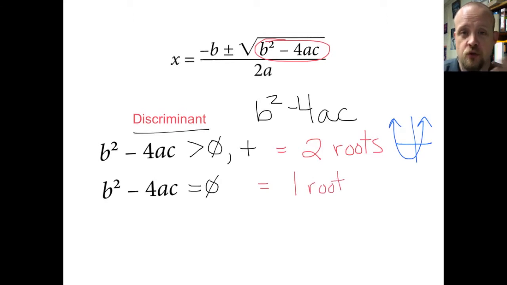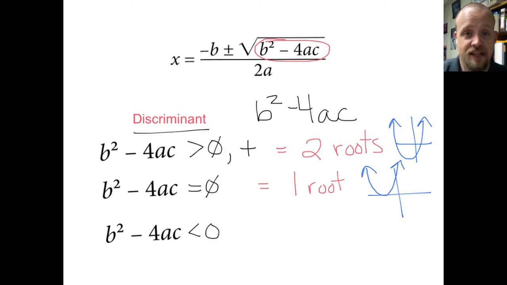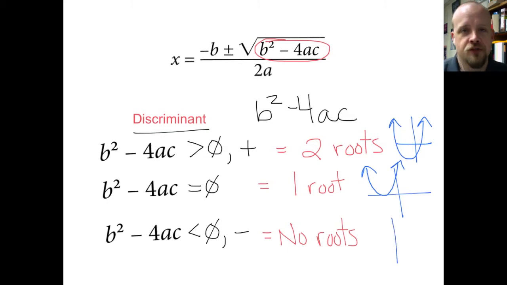In other words, when you graph it, you're going to find that the parabola only touches the x-axis one time. And finally, if b squared minus 4ac is less than 0, that is, it's a negative number, that means that there are no real roots. And that's all that really matters in Algebra 1. So when you graph it, you'll get a parabola that does not touch the x-axis at all.